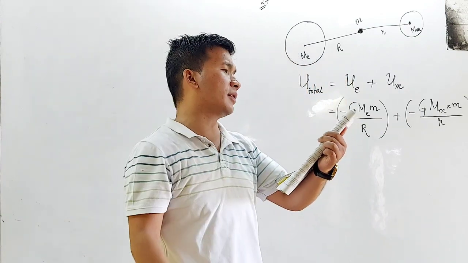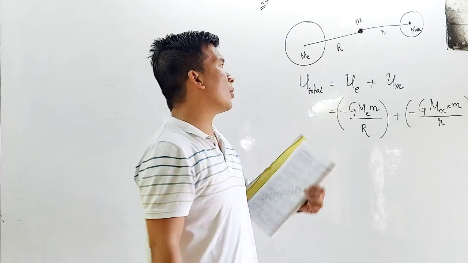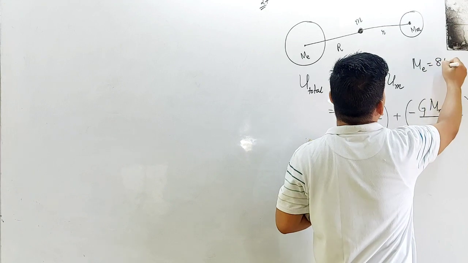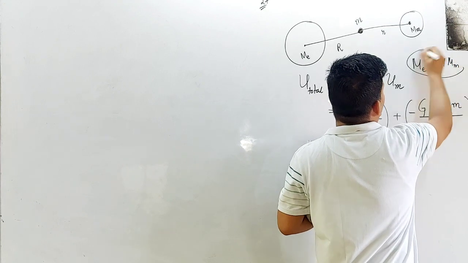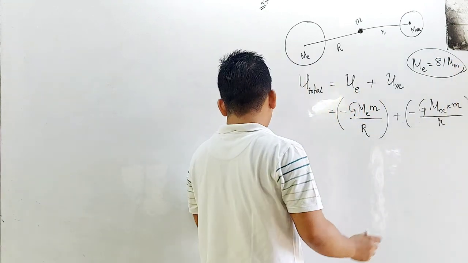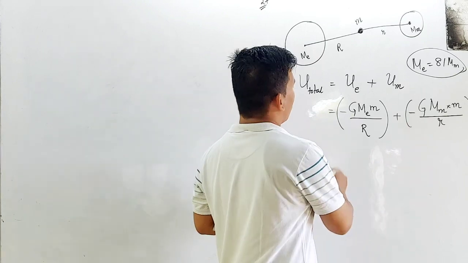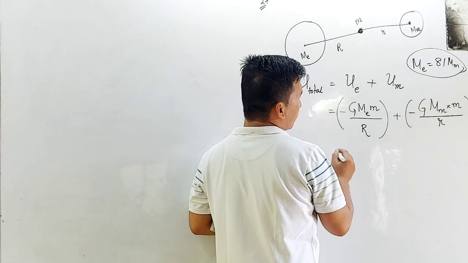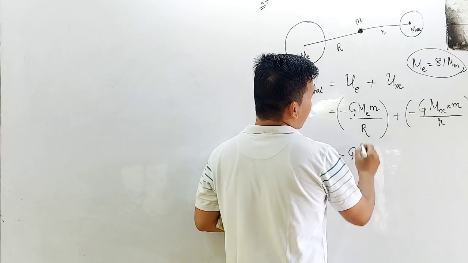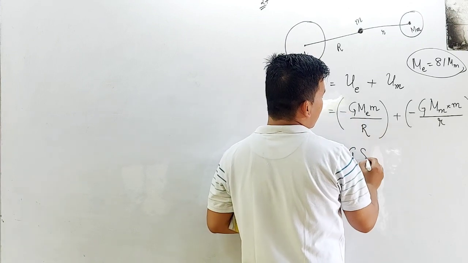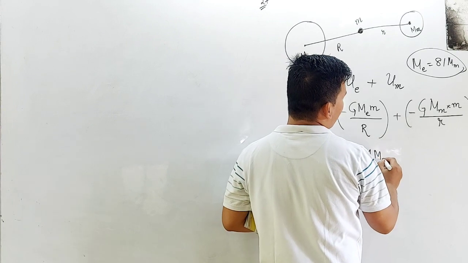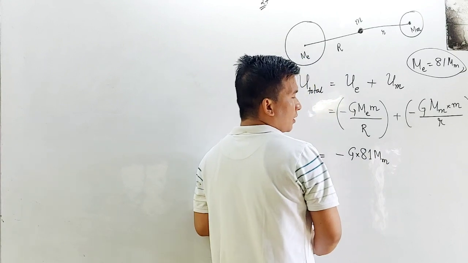What is the given condition? The mass of our planet Earth is 81 times the mass of the moon. This is the given condition. And for option D, here we can simply put it as minus capital G, and M can be written as 81 times M. Can we put it like this?